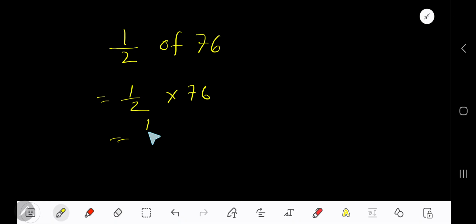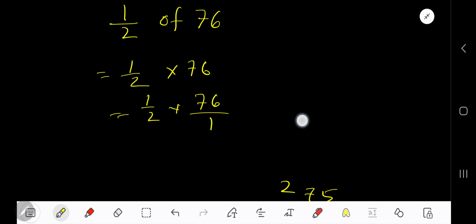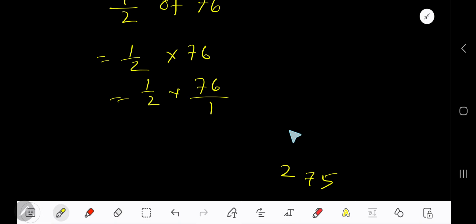Just take 1 as a denominator. So this is now a fraction. Now you need to multiply this fraction with this fraction. So how to do that?